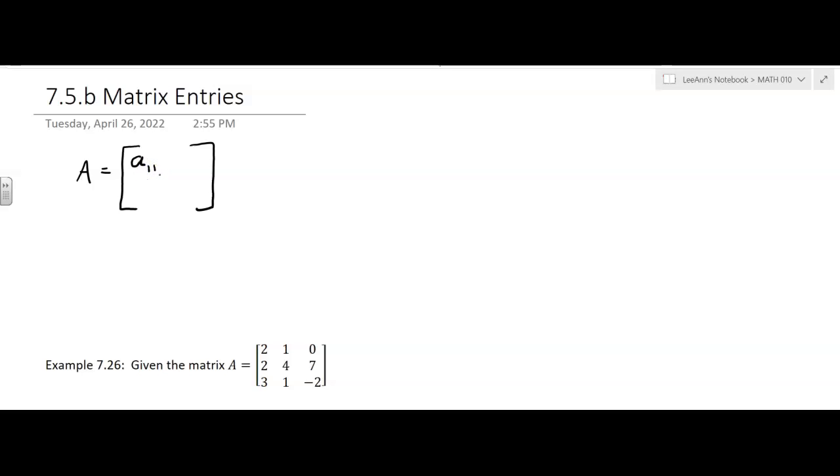So it would be A sub 1, 1. Now, that's not an 11. A sub 1, 1 means the entry in first row, first column. And then the next one over here would be A sub 1, 2. First row, second column. And then you'd have A, now we're in the second row, first column, and A, second row, second column. And that's how you would identify the elements or the entries for that matrix.